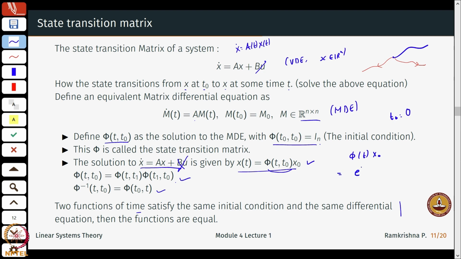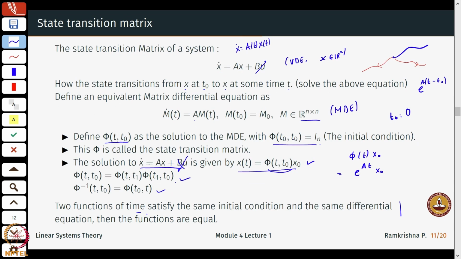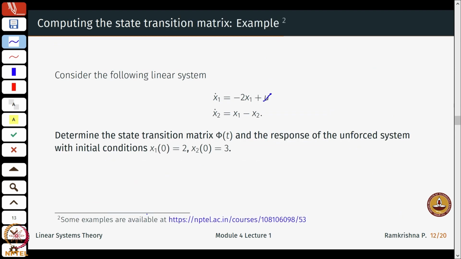So, what is phi of t? Phi of t is e power a t x naught. It also satisfies the property that its initial condition is the identity. Just put t equal to 0 here and you get the identity. For any arbitrary t comma t naught, you will have things like e power a t minus t naught, which satisfies that at t equal to 0, the initial condition is the identity. So, it is easy to guess, starting from here, that e power a t is essentially the state transition matrix for a linear time invariant system of the form x dot equal to a x plus b u. Okay, so let us see how to compute this.